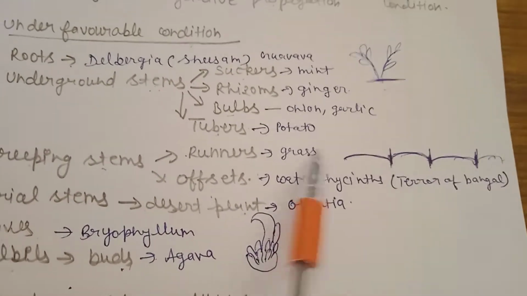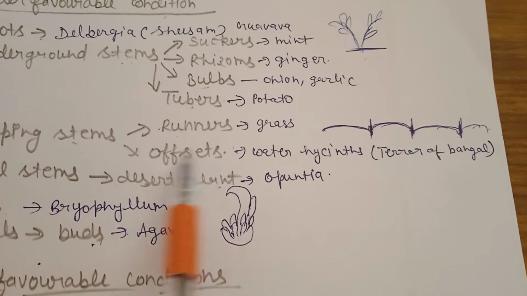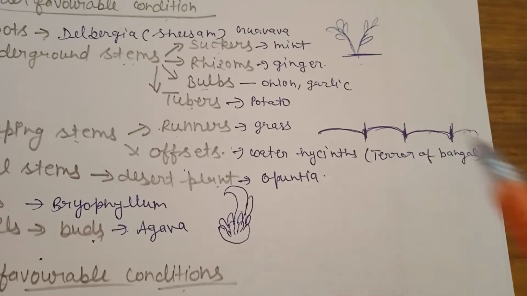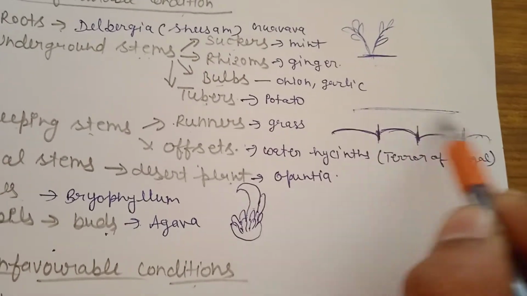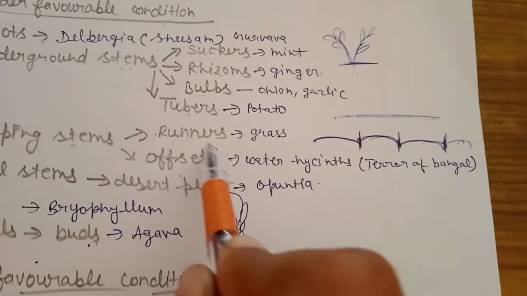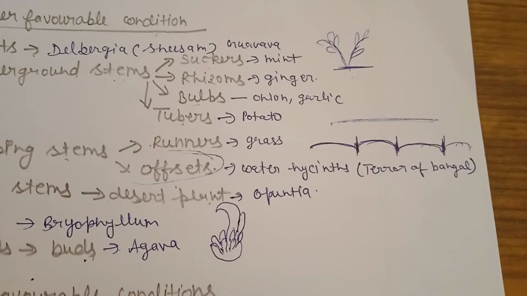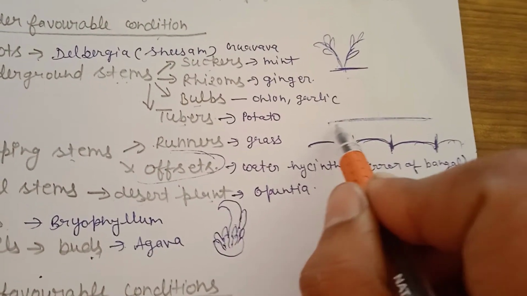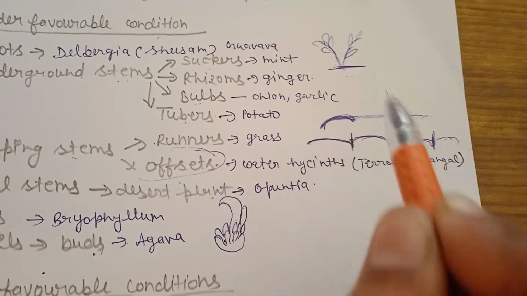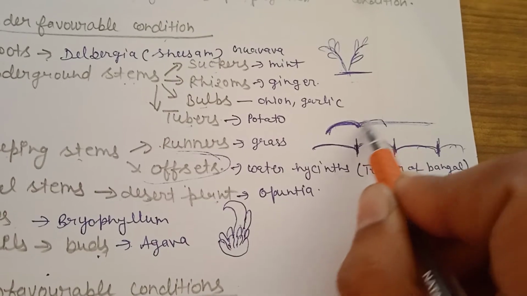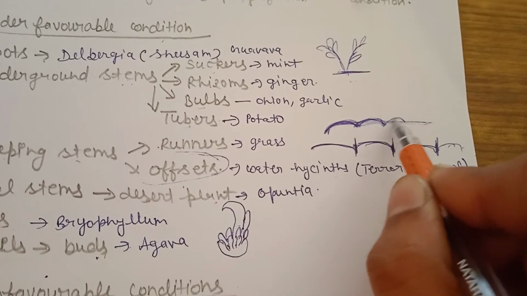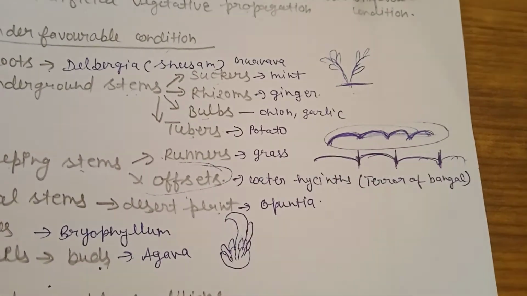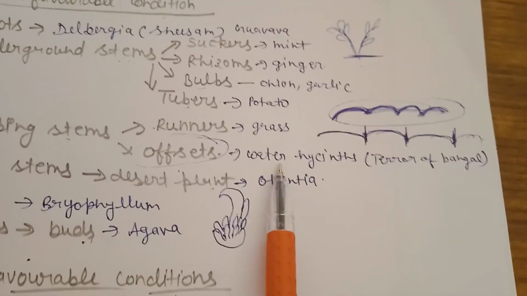Runners means the running part. The next one is offset. Offset is similar to runners, but it has a crown-like structure. This is the soil or water. Offsets are mainly found in aquatic plants, such as water hyacinth. This is the crown of a water hyacinth, and the next plant attaches through a crown-like structure. This is known as the offset. The most important example of offset is water hyacinth.